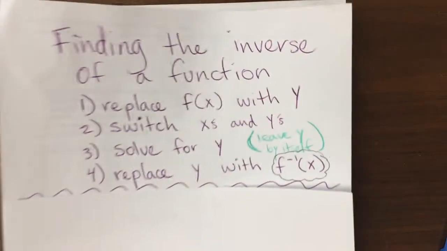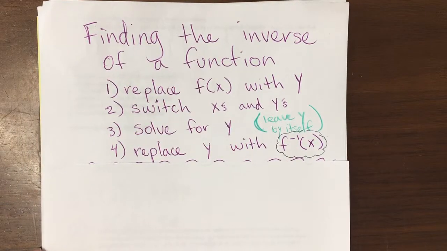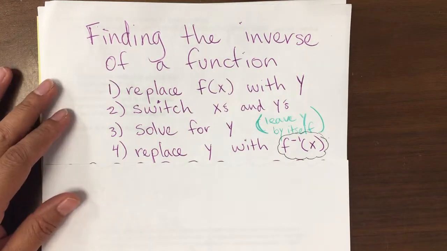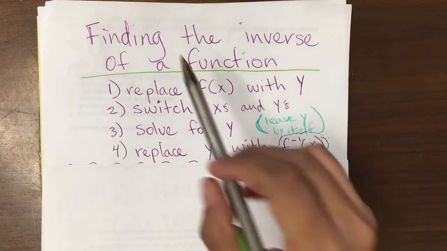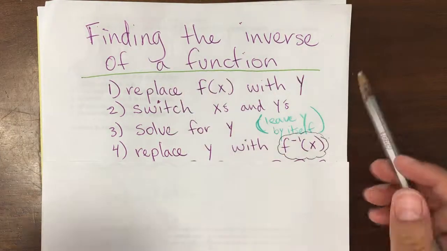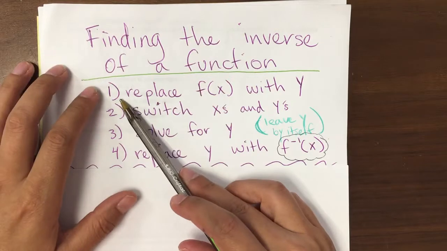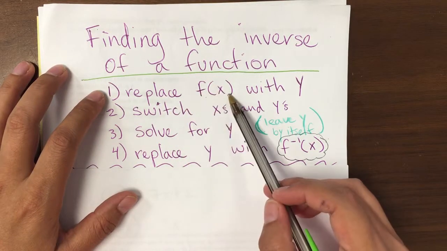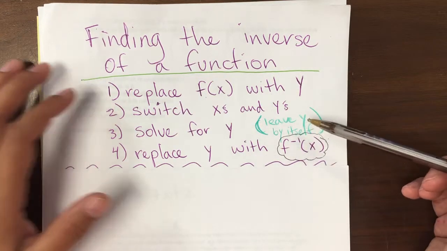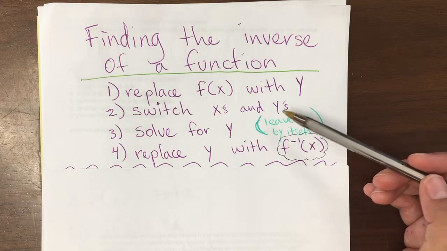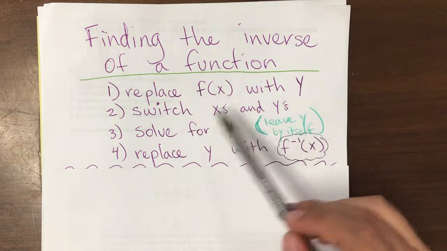So I'm going to start by giving you just the steps that you need to follow to be able to find the inverse. So if you can, right now, take a minute to write this down. Finding the inverse of a function. The first step is to replace f of x with y. Right now you might not understand what this means, but just write them down and we're going to be following them.